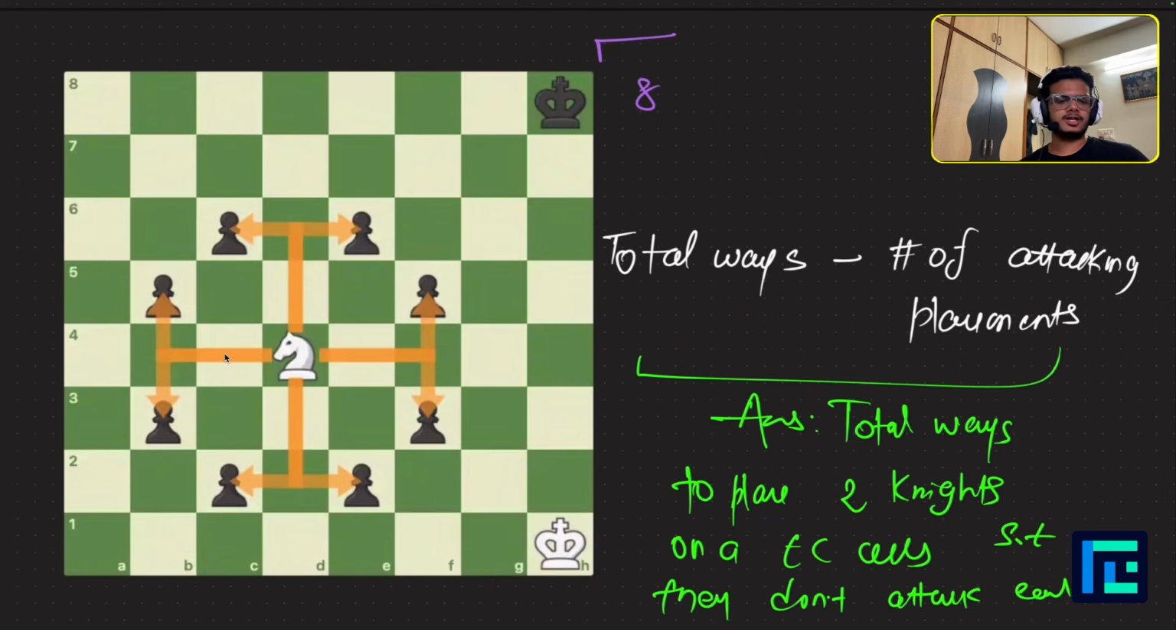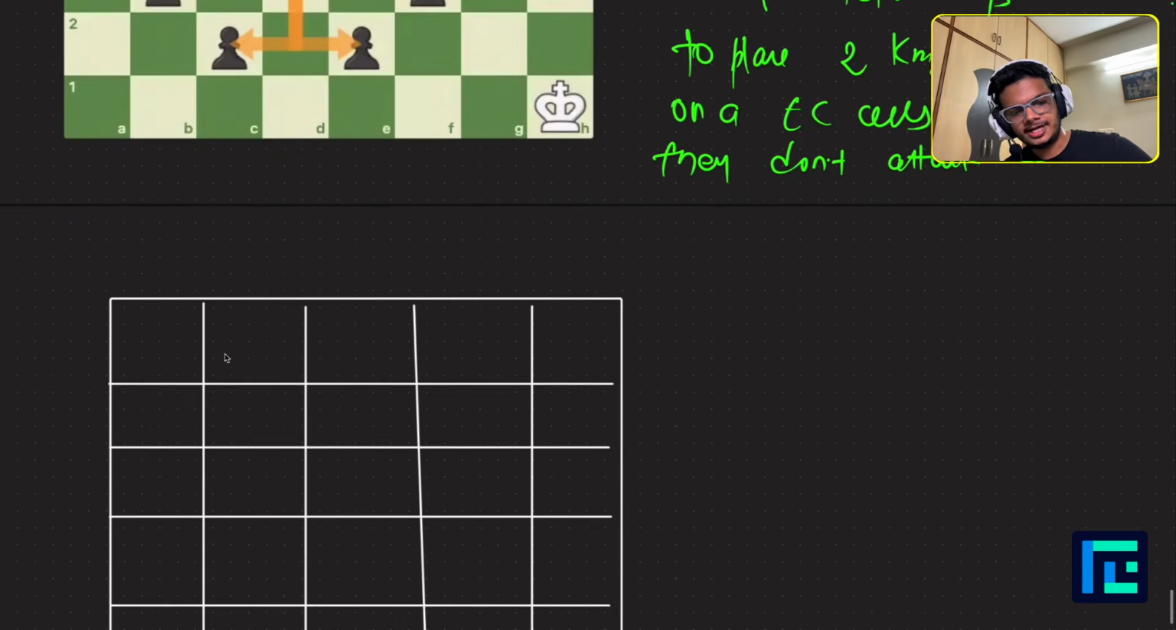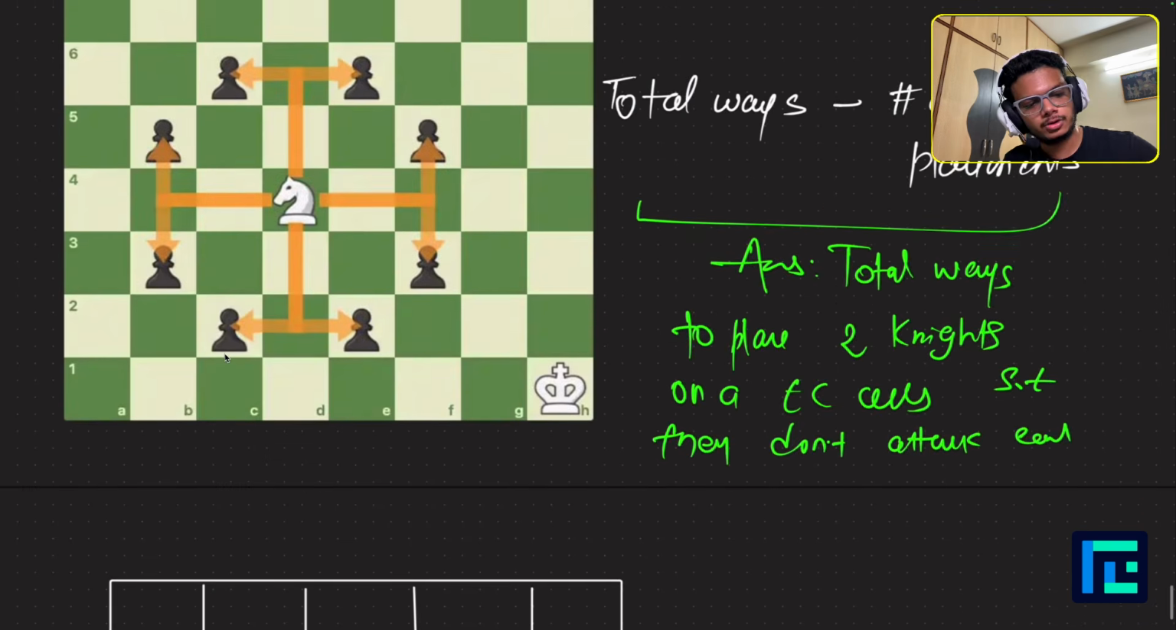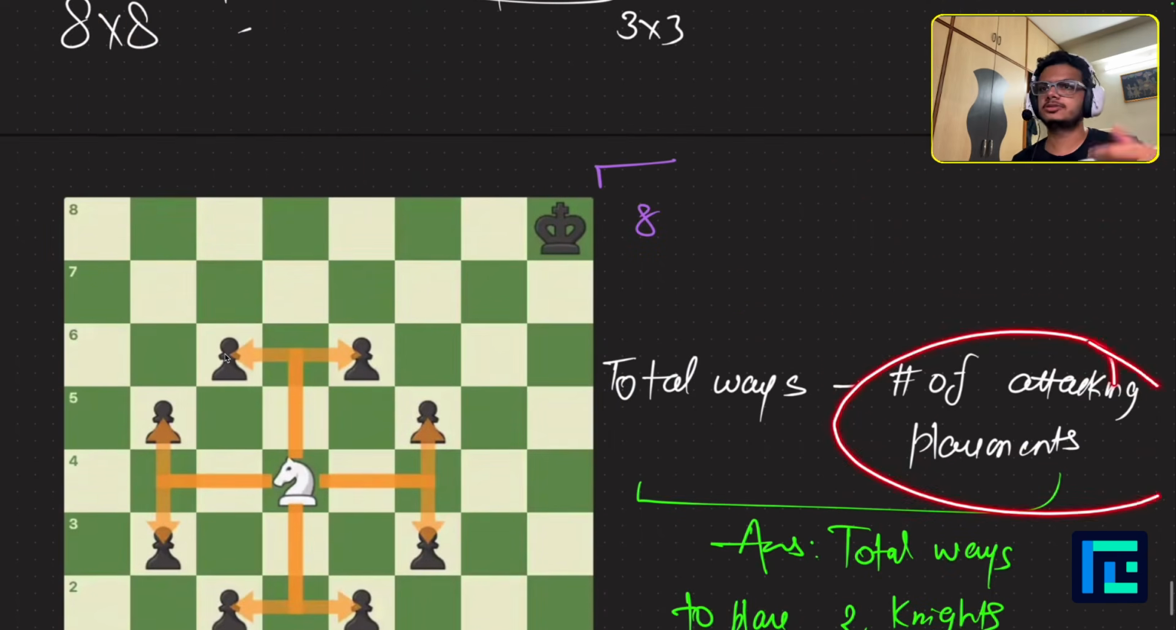Now how do you figure out the attacking placements? That's an interesting question. Now let's try to see from the chessboard itself. Let's try to dry run through some of the cases here and see if there's some pattern, because in these sort of questions there will surely be a pattern that you can observe. We want to find the number of attacking placements, right? So this is what we want to find.